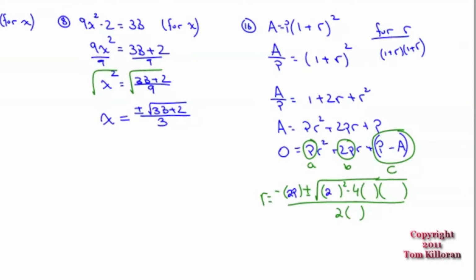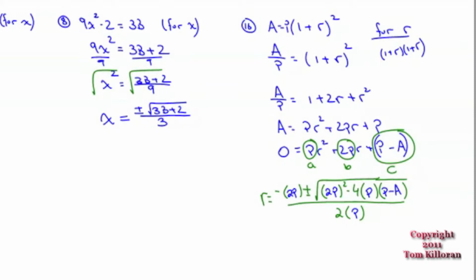2P also goes here, because it's B squared, minus 4A, which is P, not PR. R is your variable, that's what we're trying to solve for. And C is P minus A. That's what you said, right? I said C for a minute. And then 2 times A is 2P. So there's your quadratic formula with the solution for R.